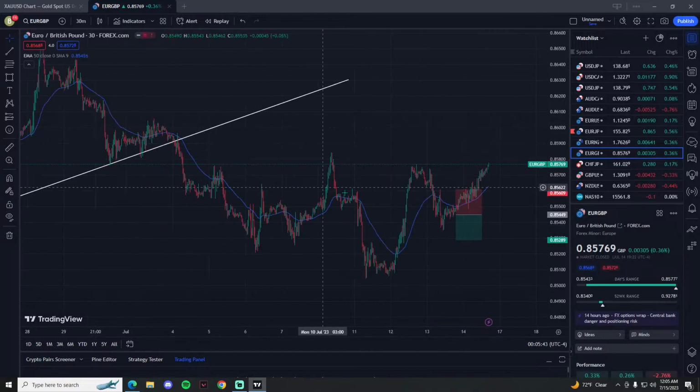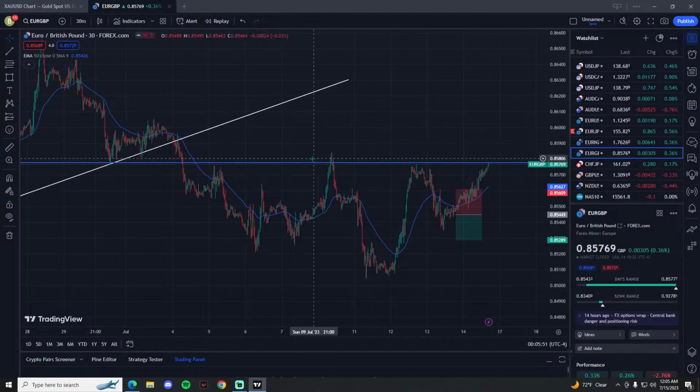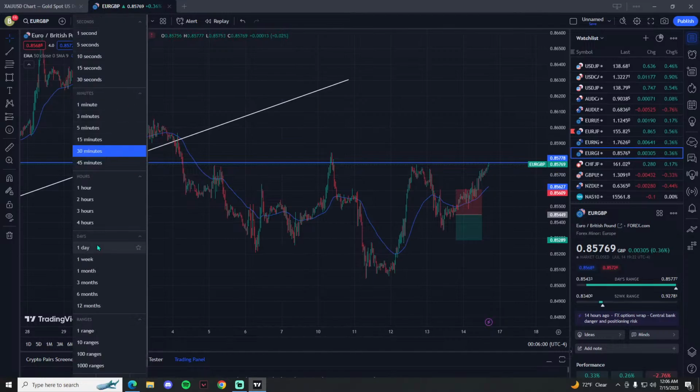Weird. But now what we have ourselves here is a trend line. 1, 2, 3. That hits it 3 times. That's a trend line. Okay. Let's see. What are we going to do here? Let's go to the 1 day.